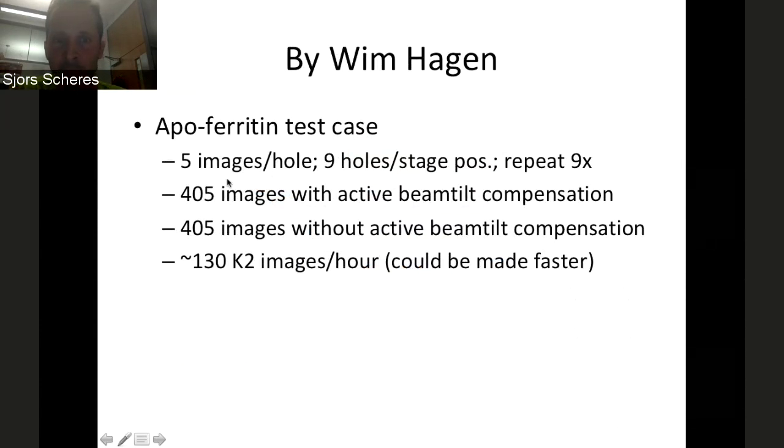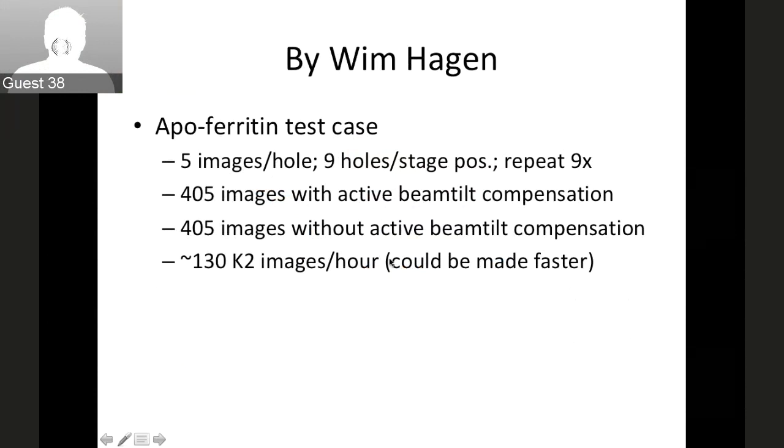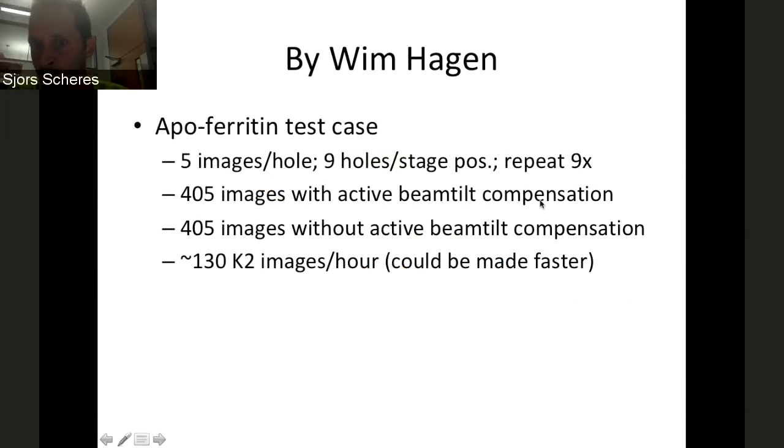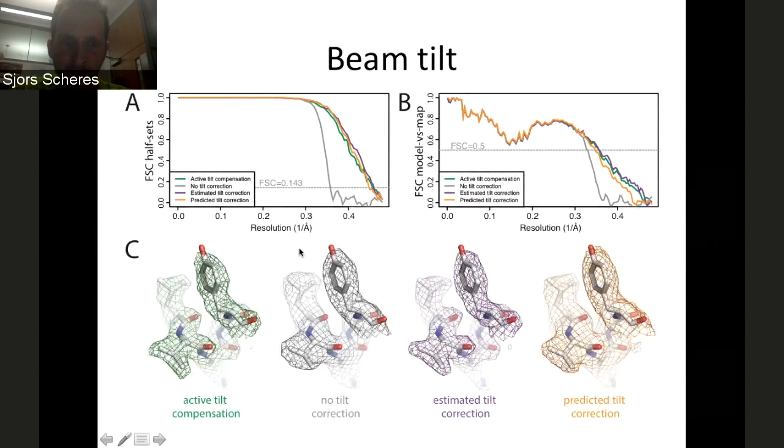He took actually 5 images per hole and then used 9 holes. And there's one data set where he uses active beam tilt compensation. That's his hardware method to correct for beam tilt. And then his controlled data set where he didn't do this. Now, his active beam tilt compensation works very well, and you then get a 2.1 angstrom or so structure out of these 400 images of Apo-ferritin.